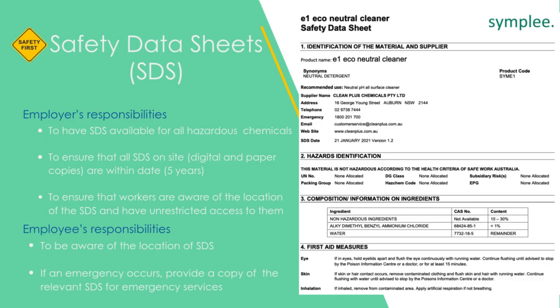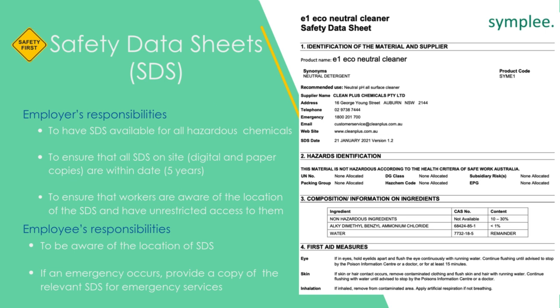Safety data sheets. An example of a safety data sheet is on the right-hand side of your screen. A safety data sheet contains information regarding the chemical composition of the product being used. The product name will be located at the top of this form and include information such as hazardous identification. It also includes composition information regarding the ingredients contained in this product.